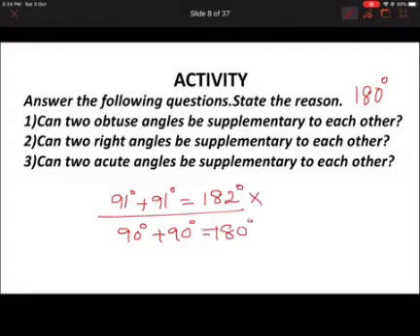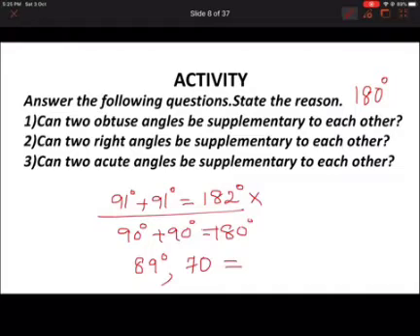Now, coming to two acute angles. So, an acute angle is, each angle is less than 90 degrees. So, let me take, say, 89 degrees. This is acute, is it not? Between 0 and 90 degrees. I have taken one acute angle. Let me take one more acute angle, say 70.